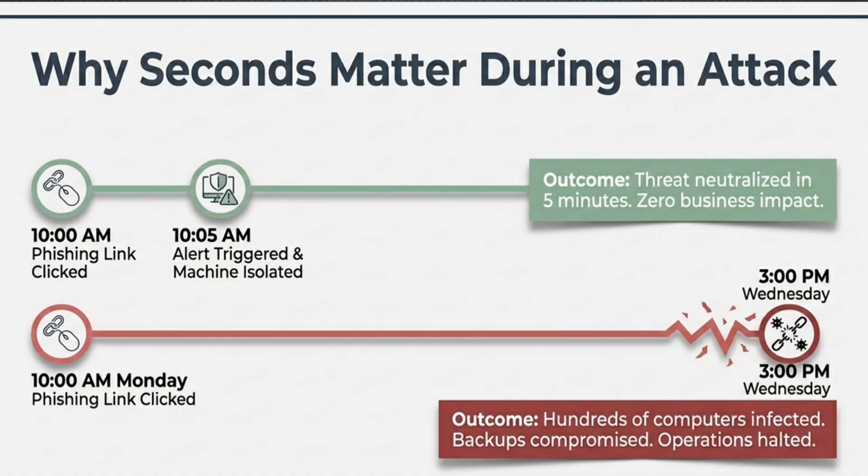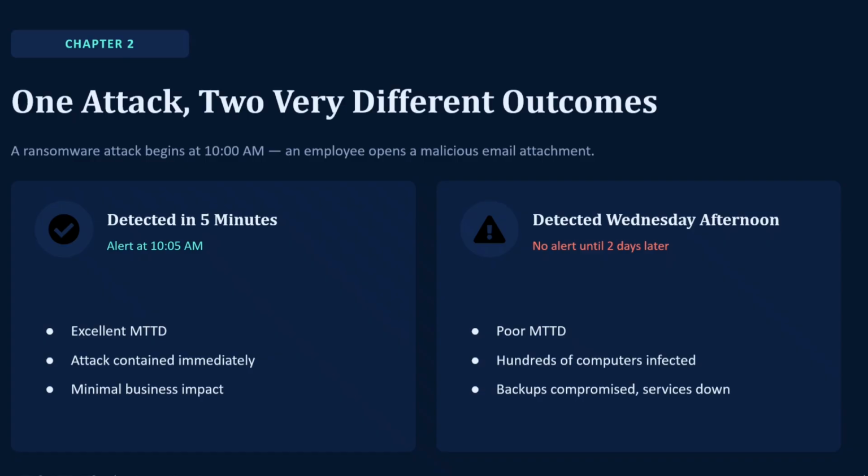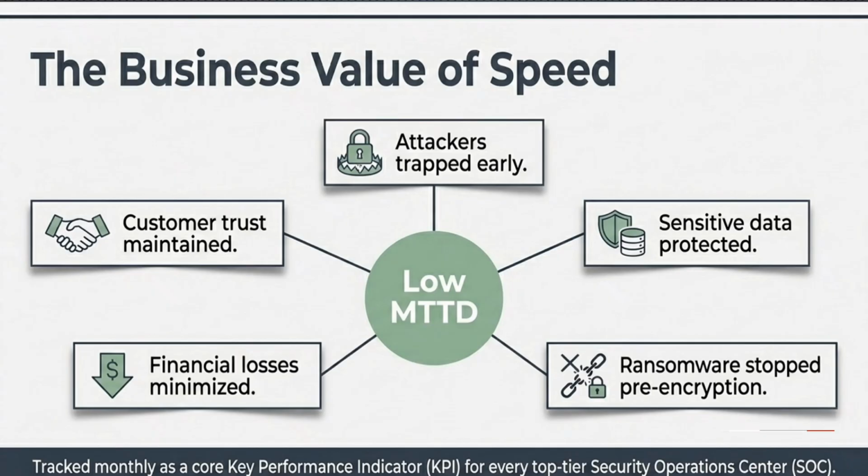Now imagine a different situation. The ransomware started at 10 a.m. on Monday, but no one noticed until Wednesday afternoon. By then, hundreds of computers may already be infected. Important business files could be encrypted, backups may have been compromised, and customers may not be able to use the company's services. This company has a poor MTTD. The longer it takes to detect an attack, the greater the potential damage. That is why reducing MTTD is a major goal for every security operations center, commonly called SOC.